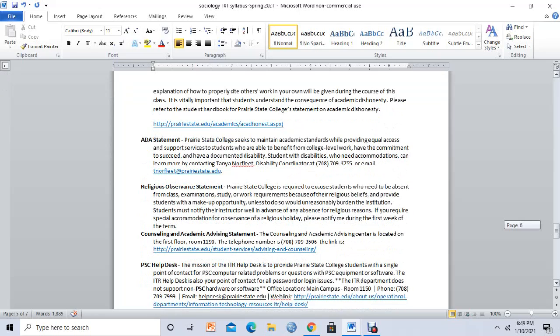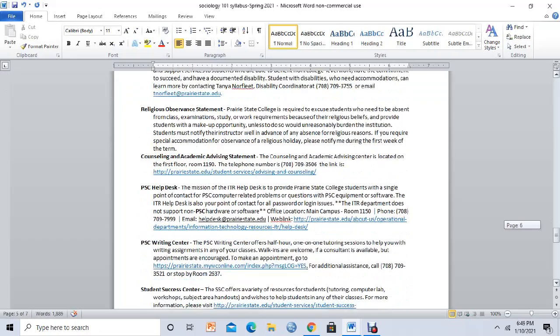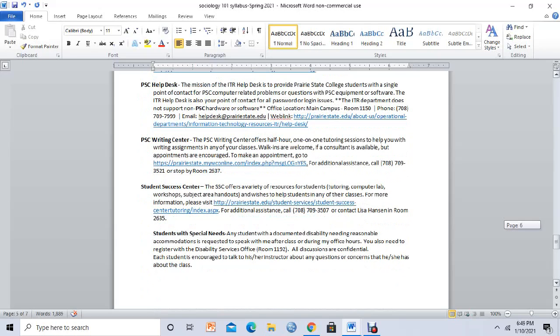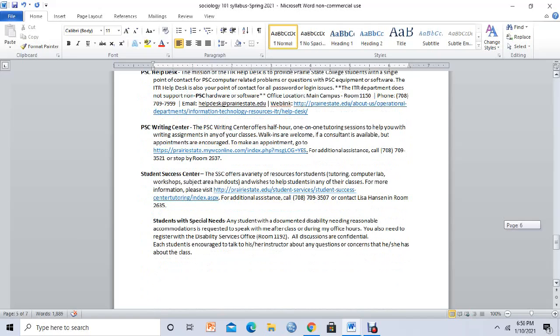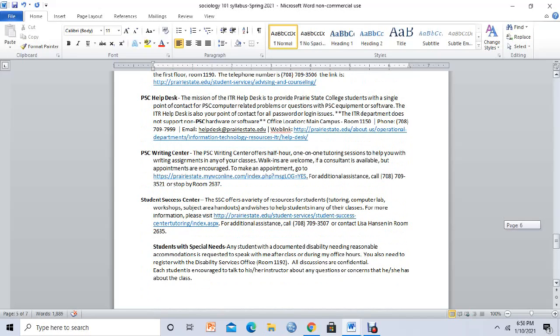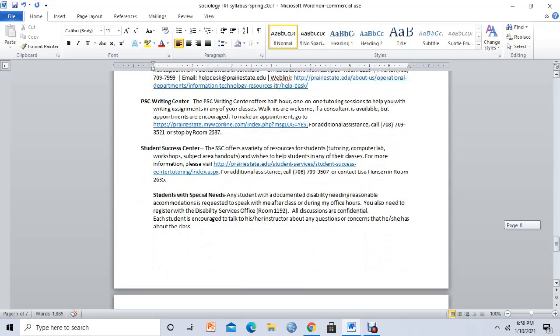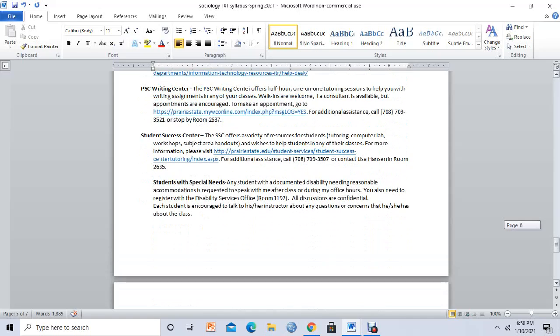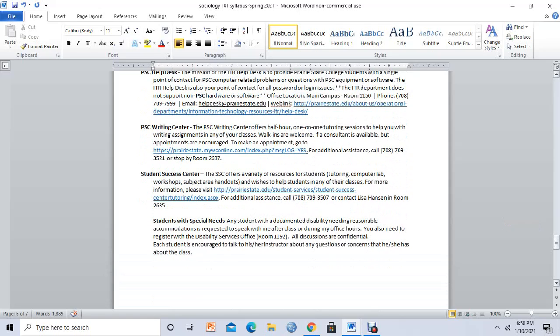If you need the services, definitely take them. Help desk, writing center, student success center, use all these resources that you need. If there are any accommodations or anything you need, there are resources. Anything that you and I discuss, each and every student is considered confidential. I do not share anything within the class about what we discuss. All my discussions are confidential.